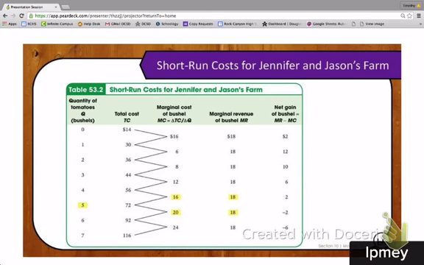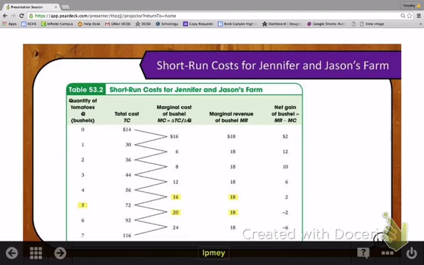You should not produce that. You should never produce if marginal cost is greater than marginal revenue. So produce up until that point and then stop. That's how you know what is profitable.